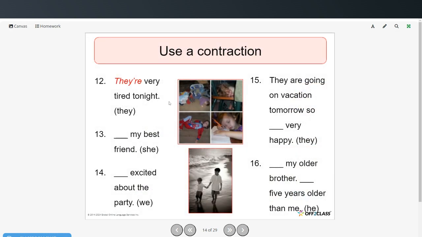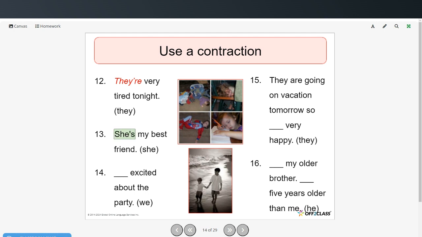This time, they want you to use the contracted form. The first one is done for you. They give you the subject they, and the contracted form would be they're very tired tonight. So again, try these on your own, write down your answers, and then restart the video when you're ready to check.